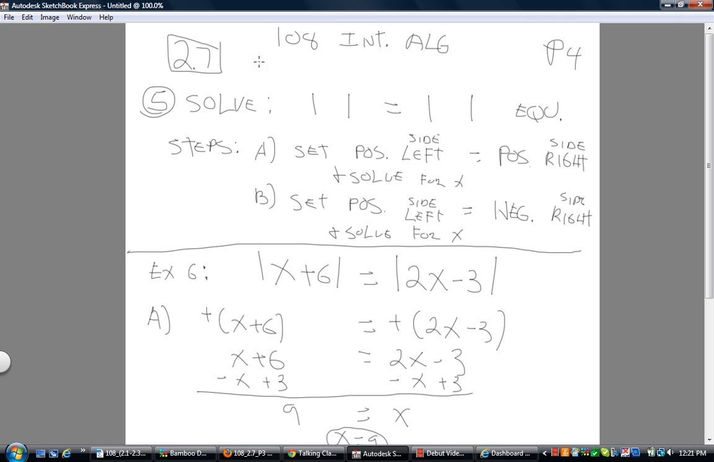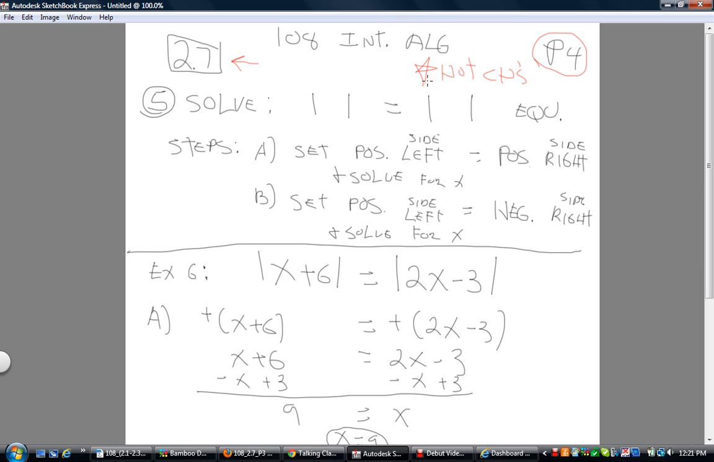Section 2.7. We've been working with absolute value inequalities. This is page 4. A key note here, this is not in your class notes, and I'm not sure why. Somehow in my process I did not scan this page and put it in. So I handwrote it up here, and it's equivalent to what you would have gotten in the class notes.